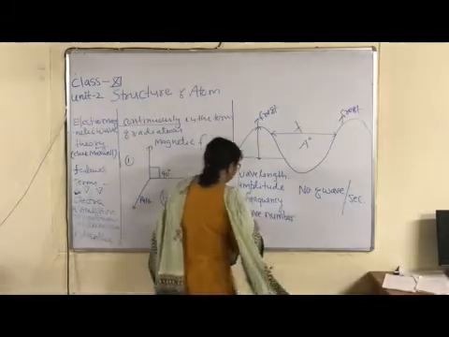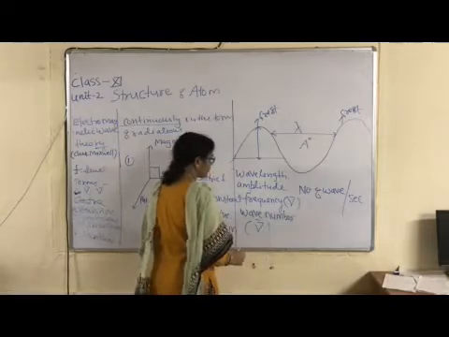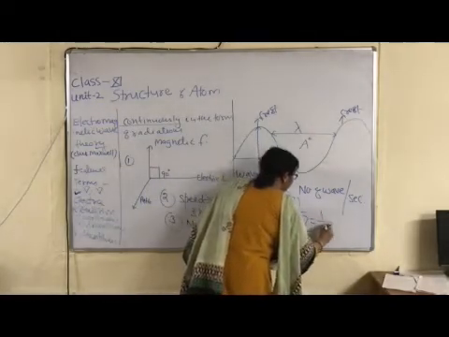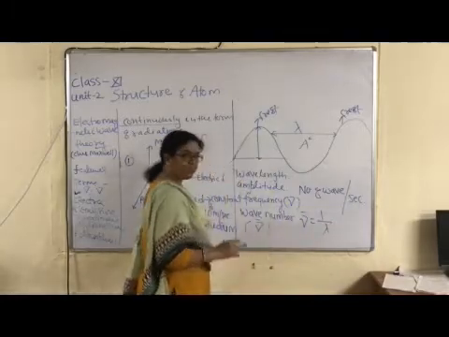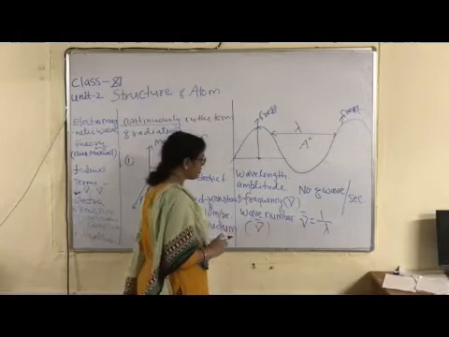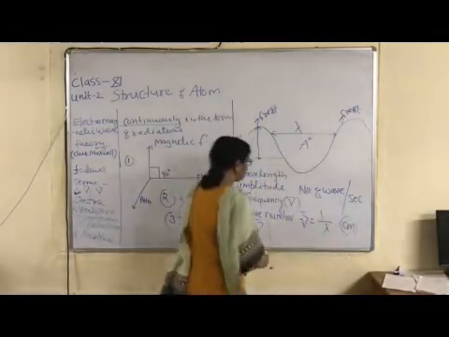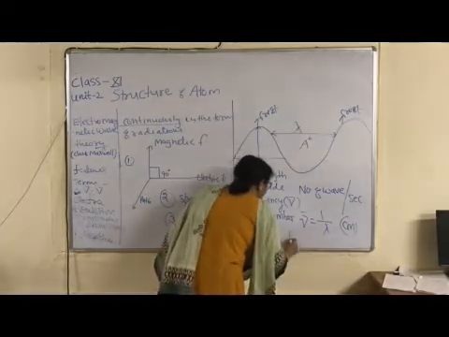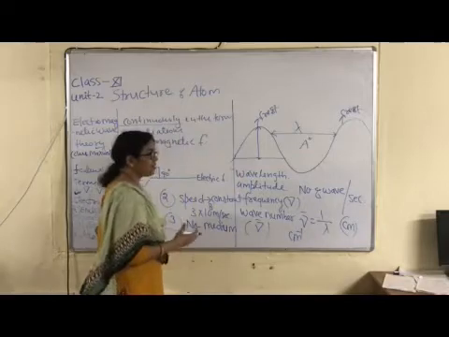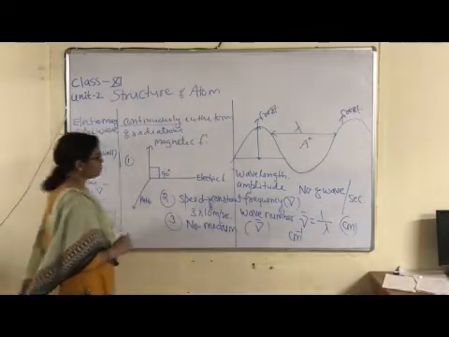Wave number is given as nu bar, and frequency as nu. Wave number is the reciprocal of wavelength. It means the number of waves in unit distance, and distance is given in terms of centimeter. So what is its unit? Centimeter inverse. Okay, these are common features of wave.